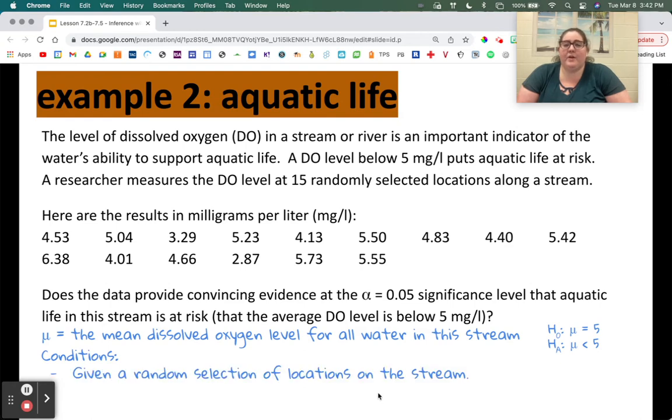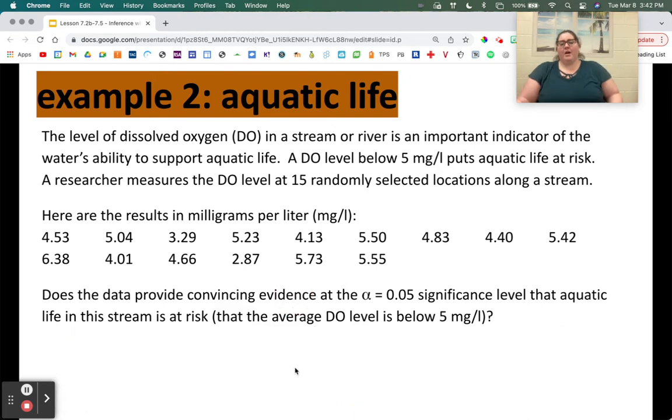Conditions, right? We were given a random selection of locations along the stream. They told us that. We're going to assume that 15 is less than 10% of all stream samples of that specific size in the river, in the stream. And then for our third condition, my sample size is not big enough. I only have 15. I don't know anything about the population.